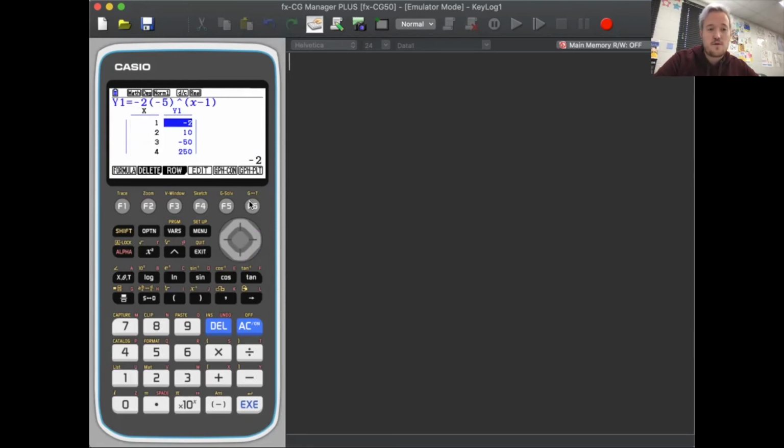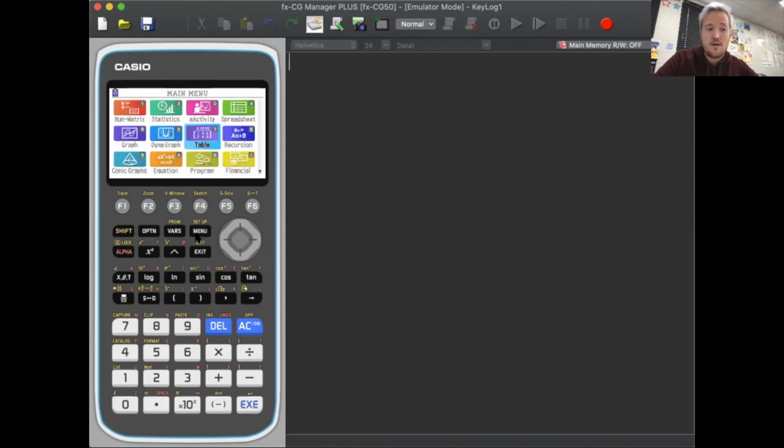So first term is -2. Second term is 10. Third term is -50. Fourth term is 250. Fifth term is -1,250. Sixth term is 6,250. Seventh term is -31,250. Eighth term is 156,250. So on and so on. You can find any term if you just use the table, or you could just use run matrix. It's up to you. Whenever the numbers get extremely large like this, that's when you're going to have to go to run matrix and do them on there.